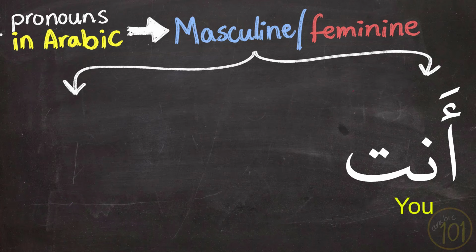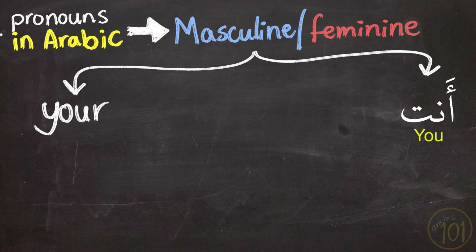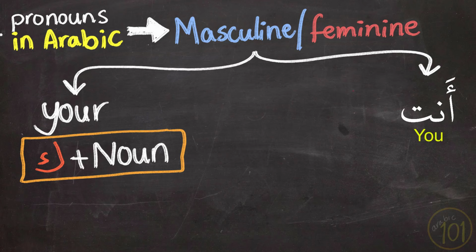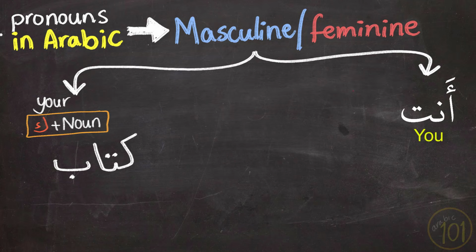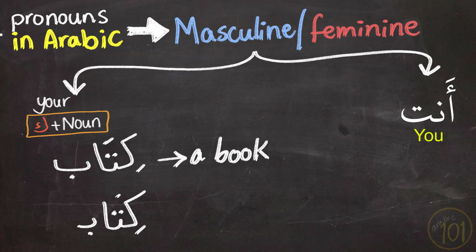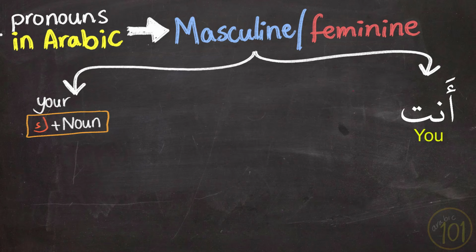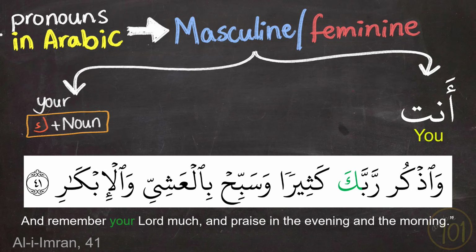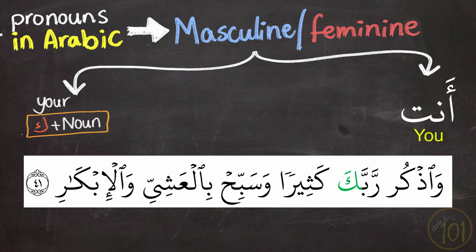And if you want to use the pronoun in other positions in the sentence, like saying your, for example, the word أنت will turn into kaf at the end of the word. So you would turn a word like كتاب, a book, into كتابك, which would then mean your book, like in this example. واذكر ربك كثيرا وسبح بالعشي والإبكار. Here we see the word ربك, which is made up of two parts, and that is رب, which is Lord, and the second part, which is the kaf attached to the end of the noun, which would then mean your Lord.